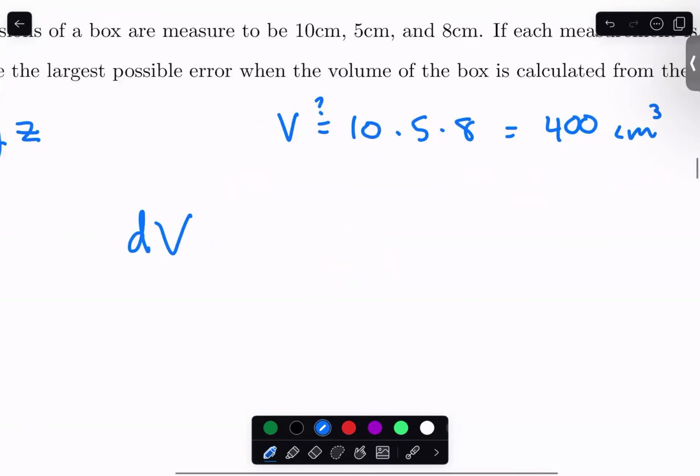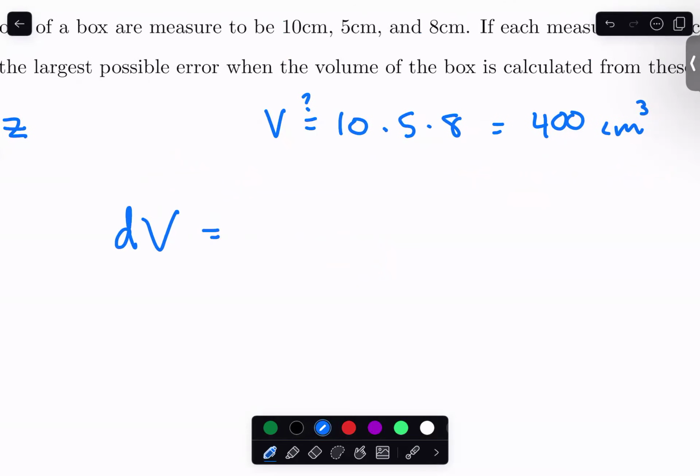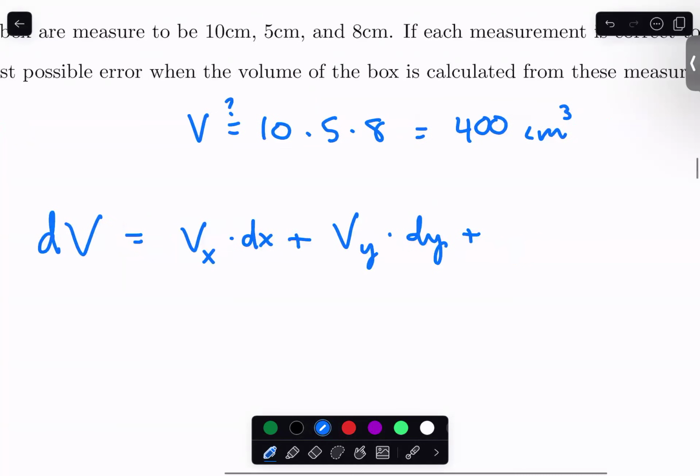And so, the differentials, according to the formula on the last page, are supposed to be something like the derivative of my function with respect to x times dx, plus the derivative of my function with respect to y times dy. But now I have this third variable introduced, this height, this z value. So likewise, I'm going to need to take the derivative of the volume with respect to z, times how much the z's could change.